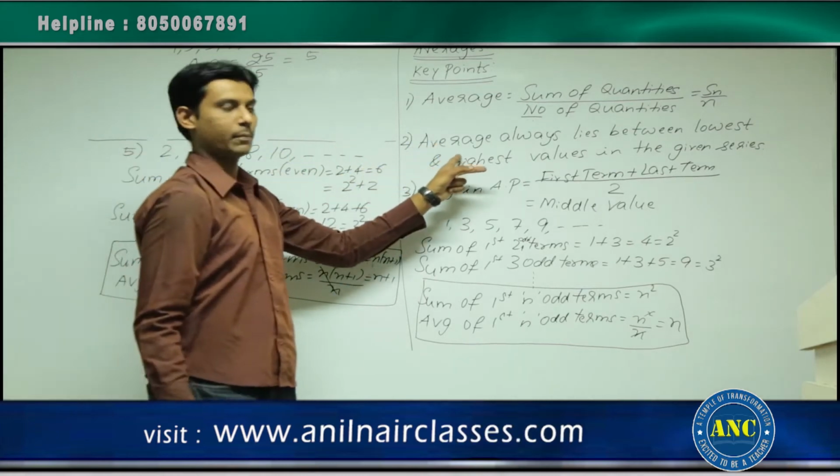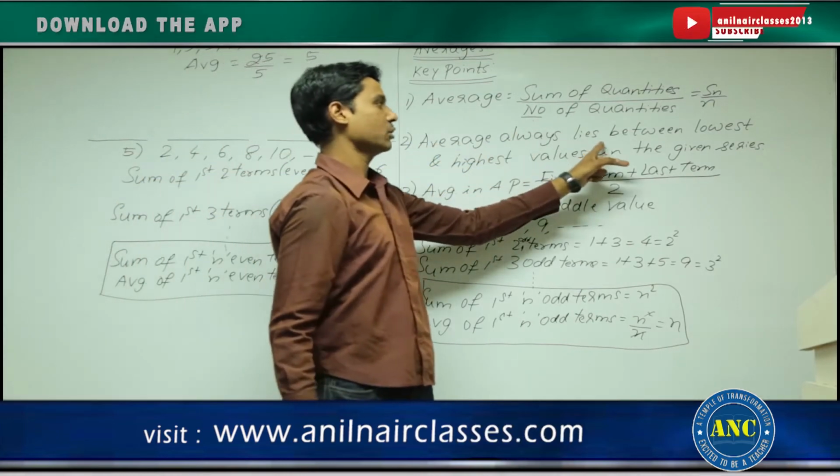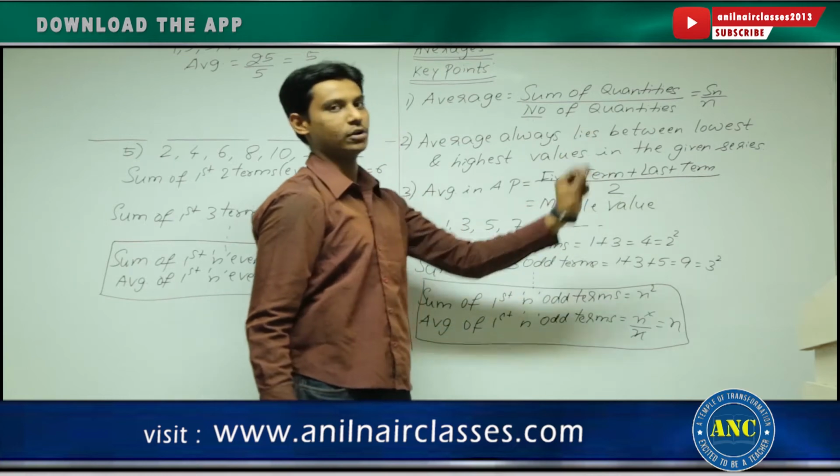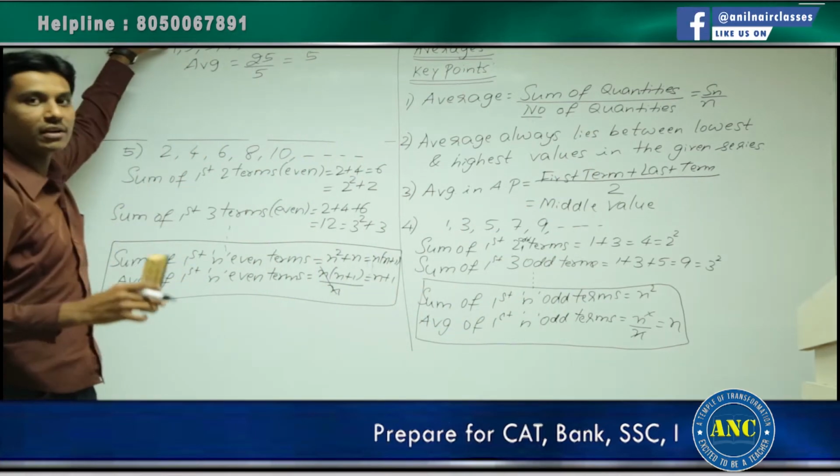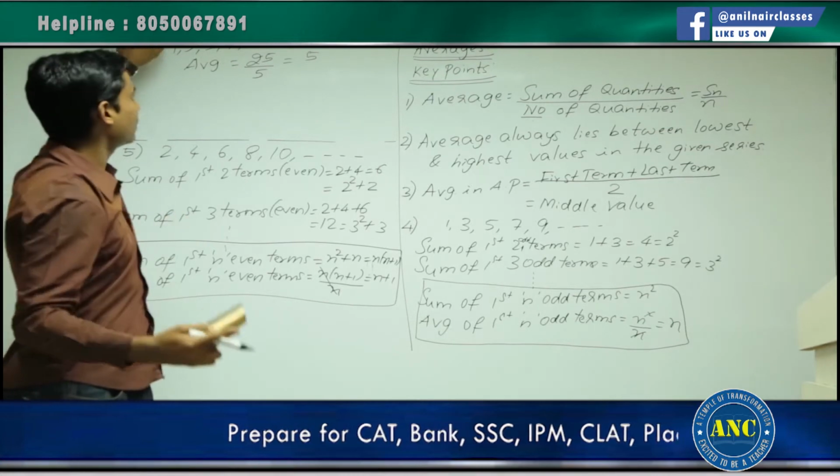If you observe the second point, average always lies between lowest and highest values in the given series. Now if you observe carefully, what is the lowest value in the given series? The lowest value in the given series is 1.